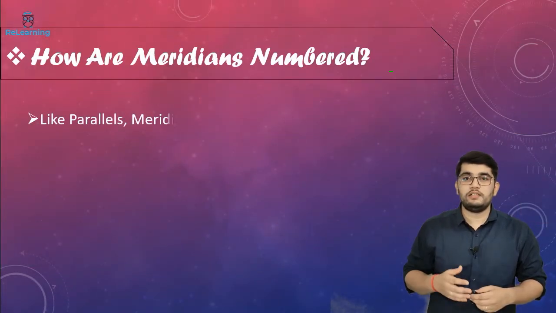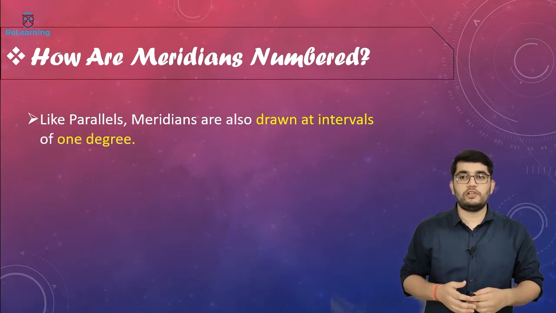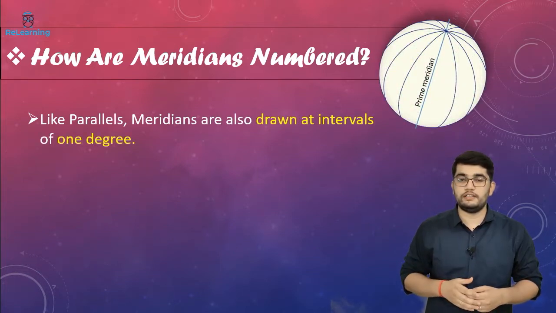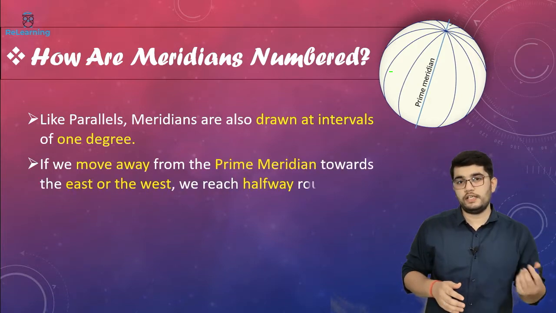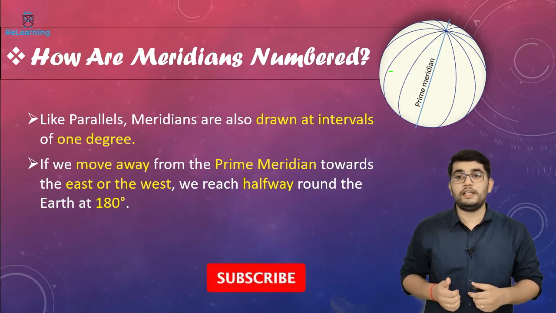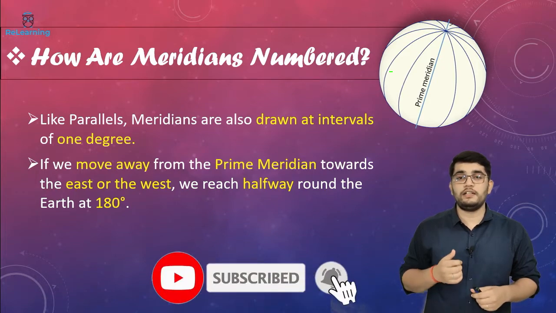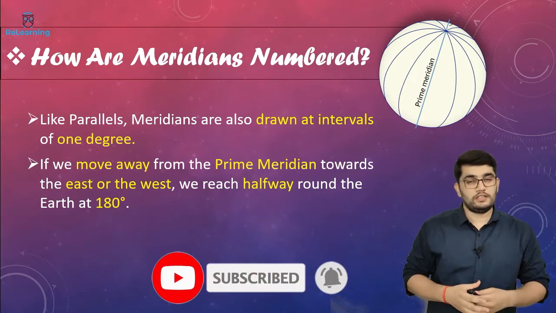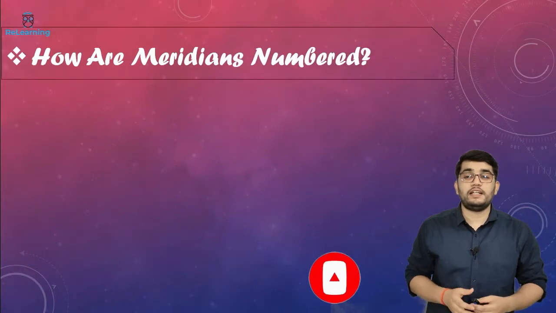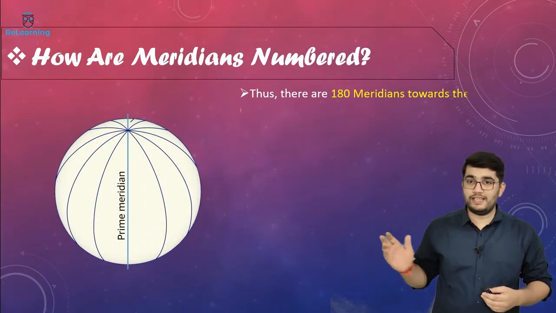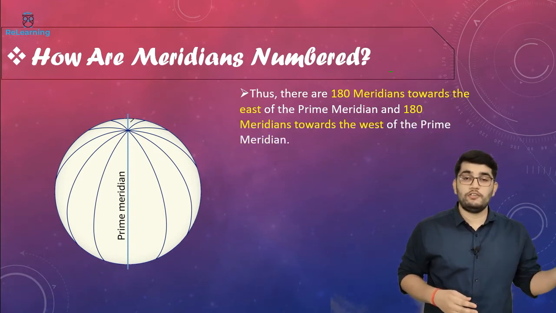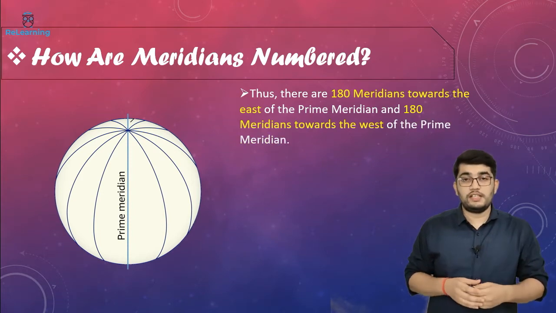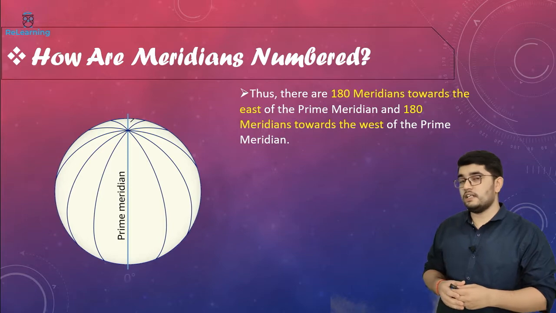Like parallels, meridians are also drawn at intervals of 1 degree. If we move away from prime meridian towards the east or the west, we reach halfway around the earth at 180 degrees. Thus, there are 180 meridians towards the east of the prime meridian and 180 meridians towards the west of the prime meridian. So let's find out how meridians are numbered.